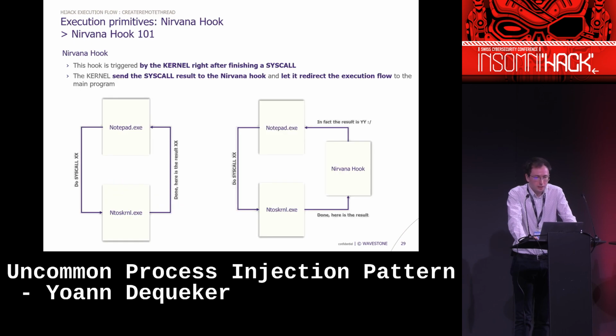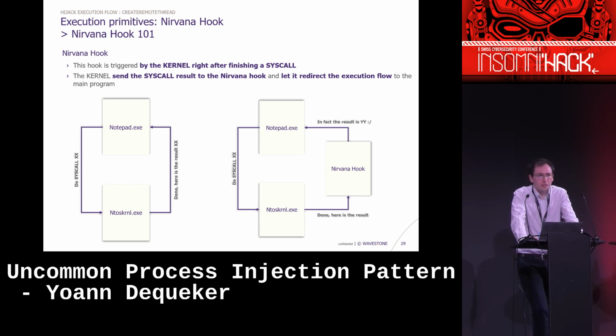There is another technique I like. The goal is the same, changing the execution flow of a process, but it's based on the Nirvana hook instead of patching. Nirvana hooks are instrumentation callbacks defined on Windows, and they are set up between the kernel and the userland. So in a standard way, when a process is doing a syscall, it will send the syscall to the kernel. The kernel will execute the syscall and will send back the return code, so the return value, to the process.